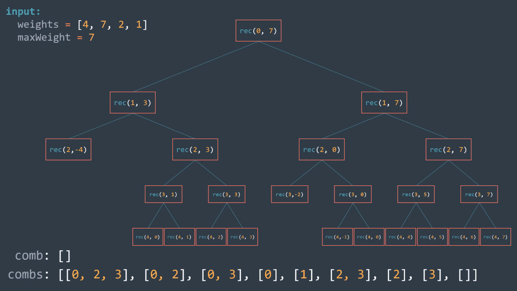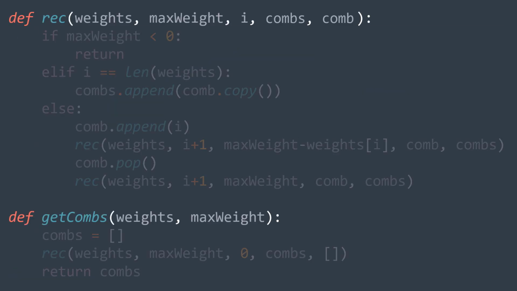Okay, now what about the code? We need two functions here, a recursive function that will perform backtracking and a non-recursive function that will create comps array, call the recursive function to fill it, and return comps array. For the recursive function, we said that it takes 5 parameters, weight array, max weight, I, comp, and comps.